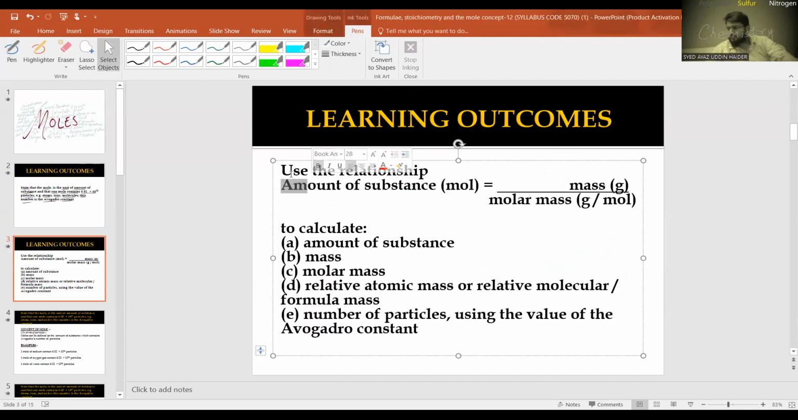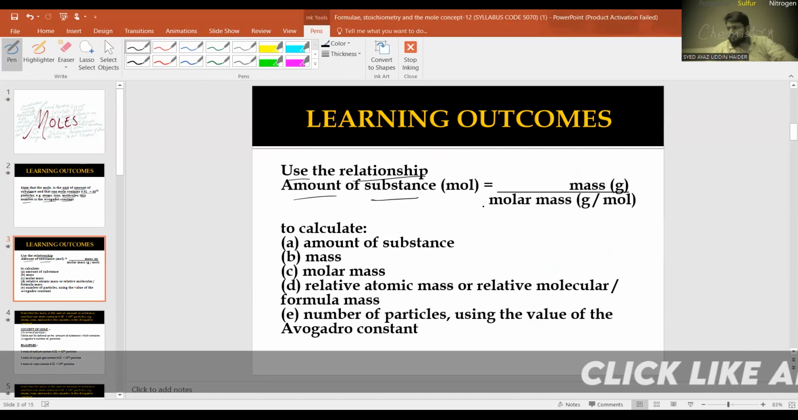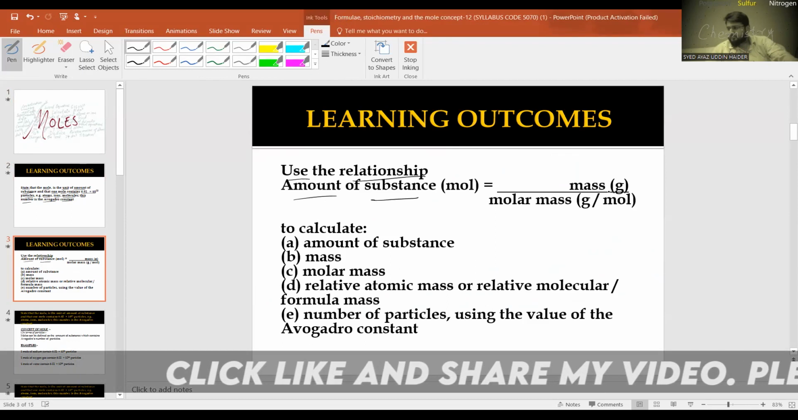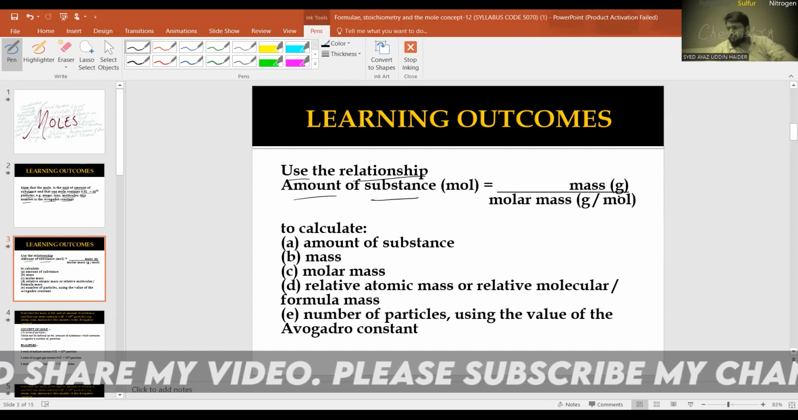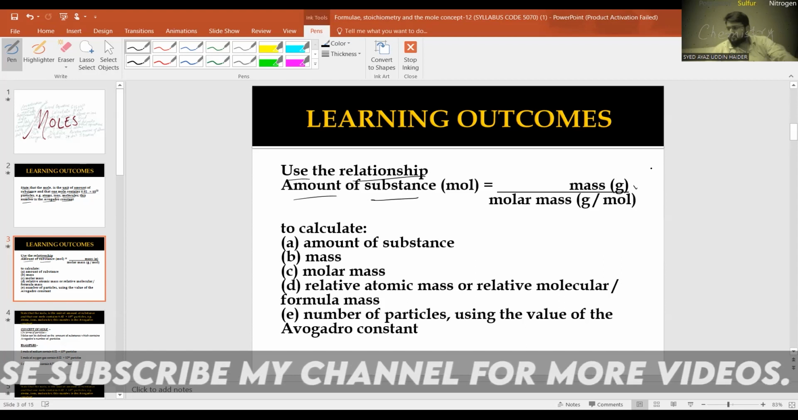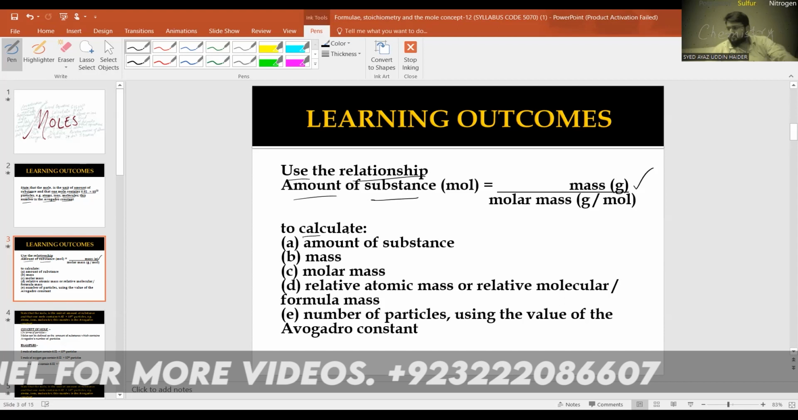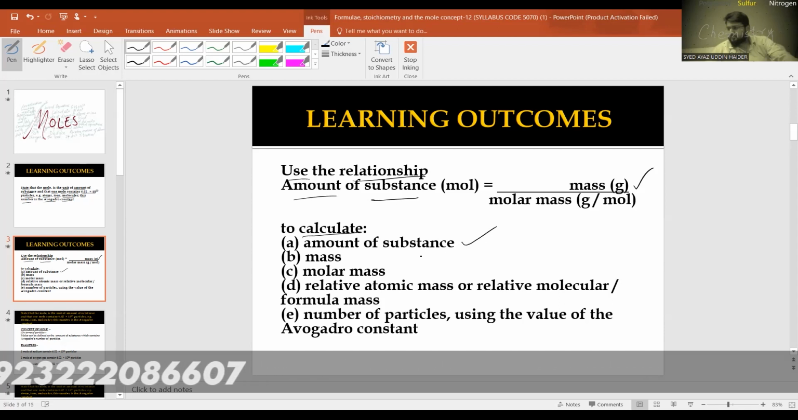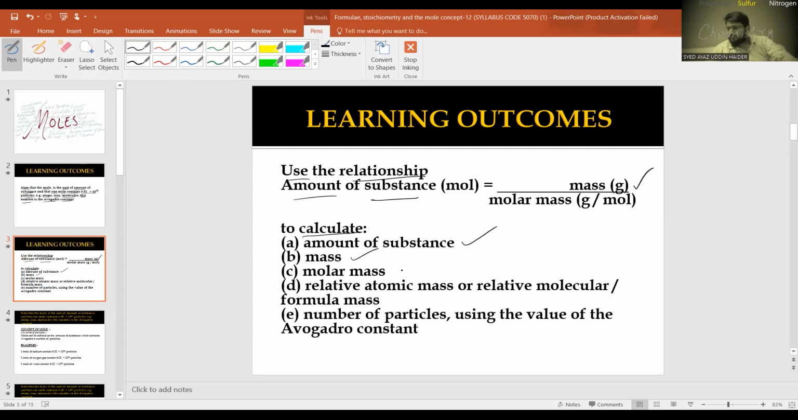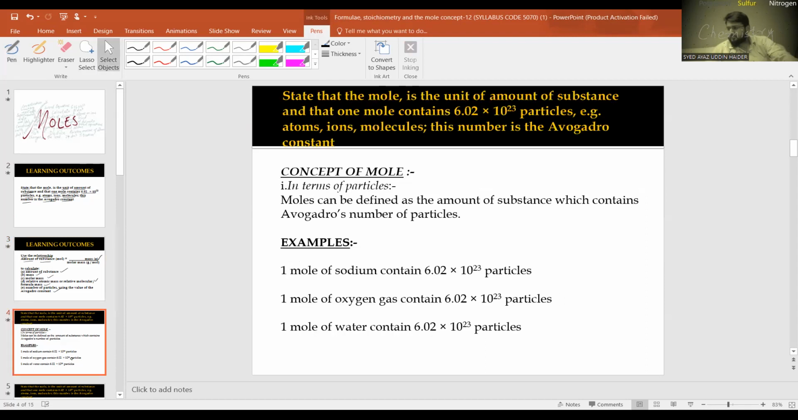Use the relationship: amount of substance in moles is equal to mass divided by molar mass in gram per mole, to calculate an amount of substance, mass, molar mass, relative atomic mass or relative molecular formula mass, and number of particles using the value of the Avogadro constant.